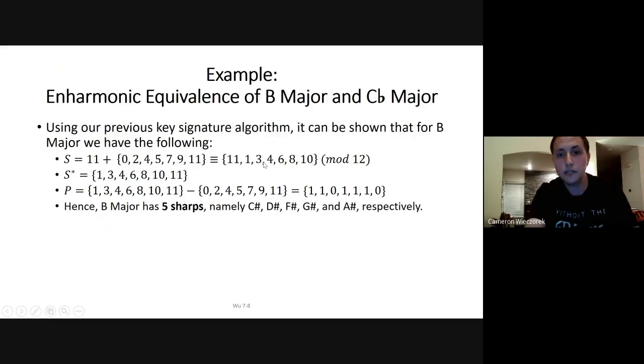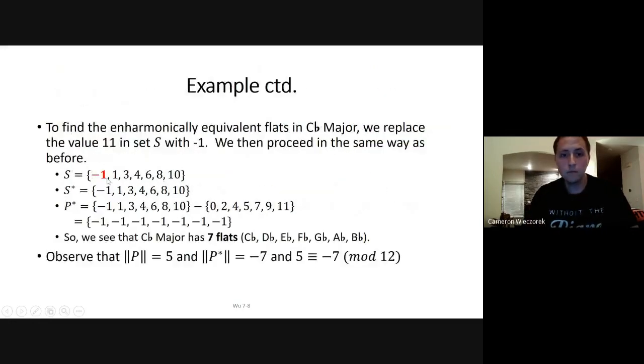1, 3, 4, 6, 8, 10, I didn't change. Notice the set coincidentally is already sorted, so S star and S happen to be the same set. And the rest of the algorithm is the exact same. I take the set S star, I subtract the original C major scale, and element by element subtraction gives me -1 in every single position. So all 7 notes end up being flat if you view it as a C flat major scale: C, D, E, F, G, A, and B are all flat.